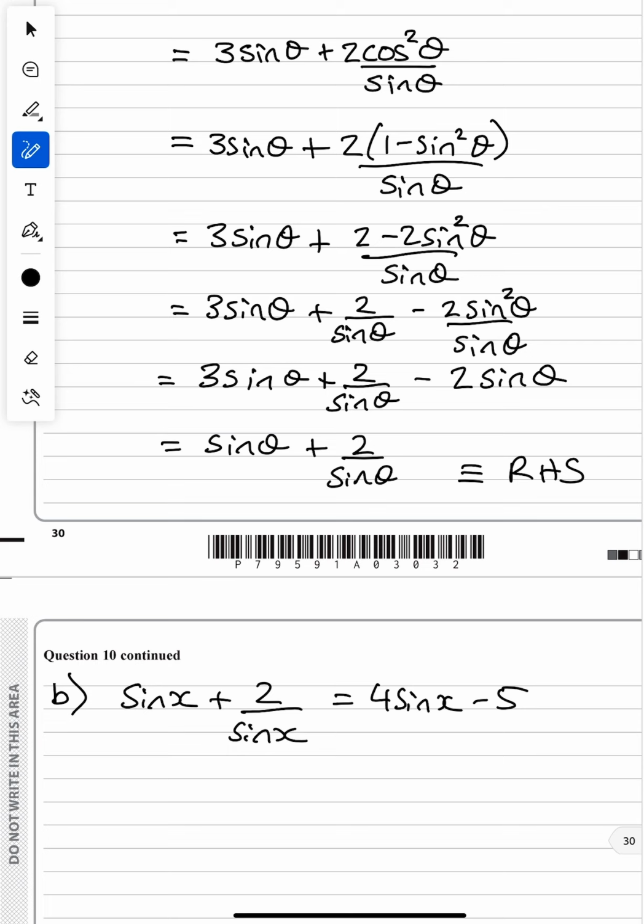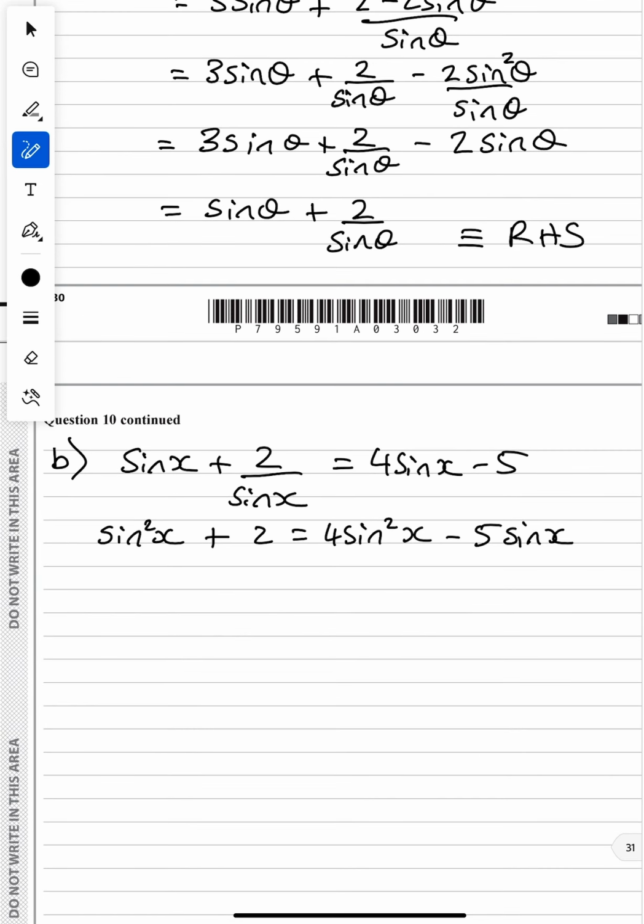Okay, I don't want this fraction if I'm trying to solve, so I'm going to multiply everything by sine x. That gives me sine squared x plus 2 equals 4 sine squared x minus 5 sine x. Then this looks like a quadratic, so one side needs to be 0. I'm going to make the left 0. 4 sine squared x minus sine squared x is 3 sine squared x minus 5 sine x minus 2. So does this factorize? I think so.